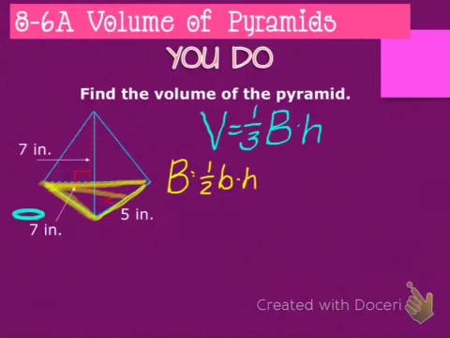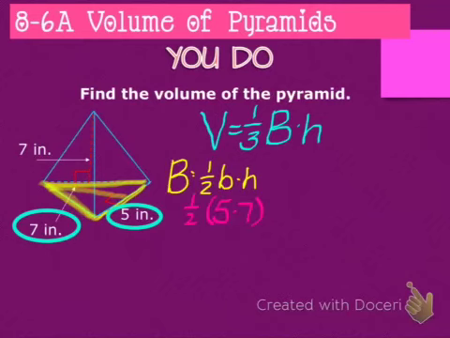So coming over to my triangle, I can see that it looks like my height of my triangle is 7, and then the base is 5 inches. So I'm going to do some substitution. 5 times 7 is 35, and then I'm going to take half of that, or multiply by 1/2, or divide by 2, however you think of it. And I'm going to get a base of 17.5 square inches.